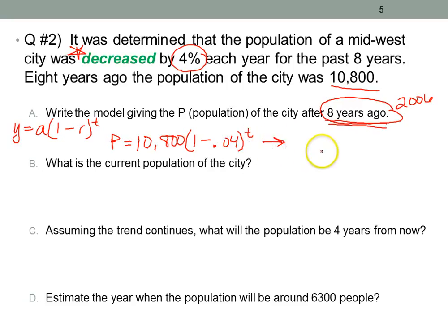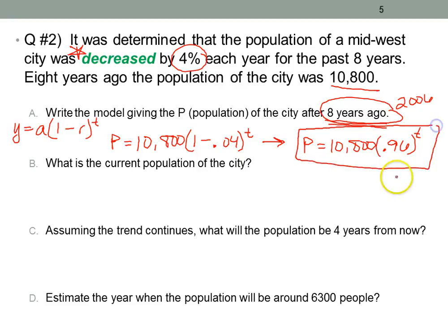Finish it off by combining that percent in there. So our population equation is 10,800 times 1 minus 0.04, which is 0.96, to a power of t. Now, recognize, why is this 0.96? It's less than 100% because we decreased by 4%. That's why it's 0.96. So that's our model. Now we need to use our model for the second question.